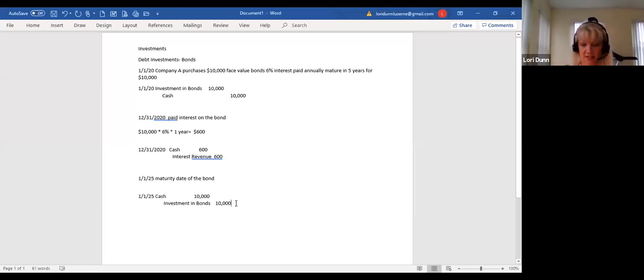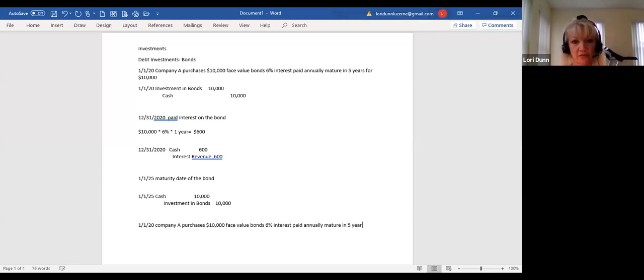So let's say instead, we'll go back to our $10,000 one here. 1/1 of 20. Company A purchases $10,000 face value bonds, 6% interest, paid annually, mature in 5 years when the market interest rate is 5%.